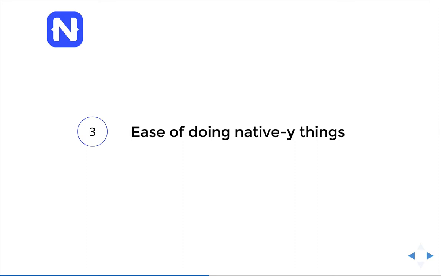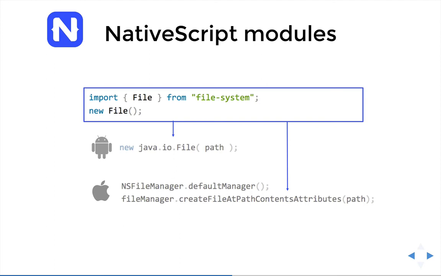Okay, reason number 3, ease of doing native-y things. So one of NativeScript's guiding principles is to make it easy to do these kind of native things. The NativeScript team believes that your JavaScript-based app should have just as much power as a natively written one, so that's really cool. To start, NativeScript provides dozens of built-in modules that abstract complex native functionality behind simple-to-use JavaScript and TypeScript APIs. So for example, to allocate a file in a NativeScript app, you would import this file constructor and invoke it, as opposed to writing all the native code that you see on the bottom of the screen there.